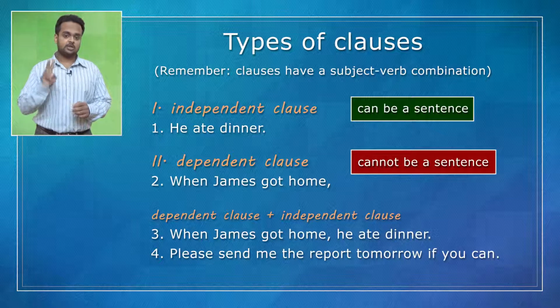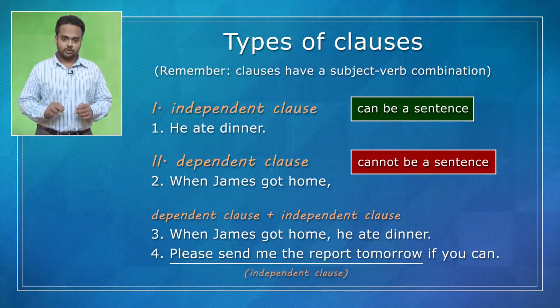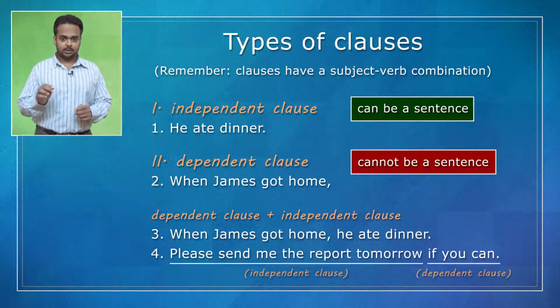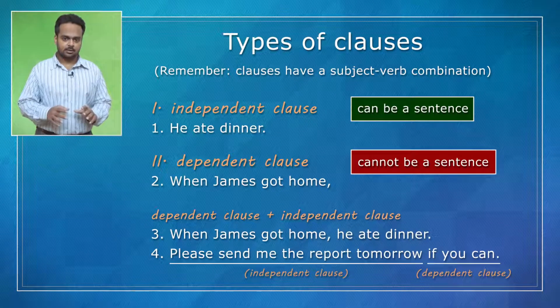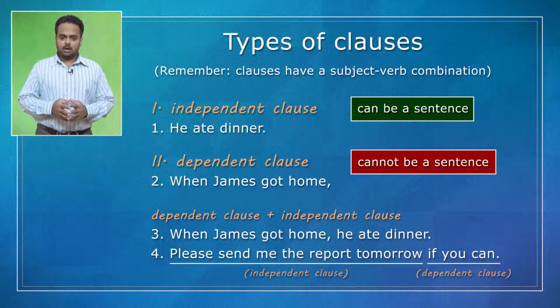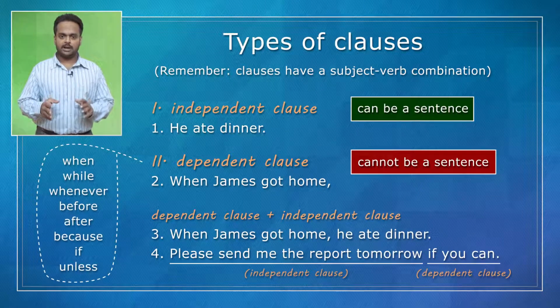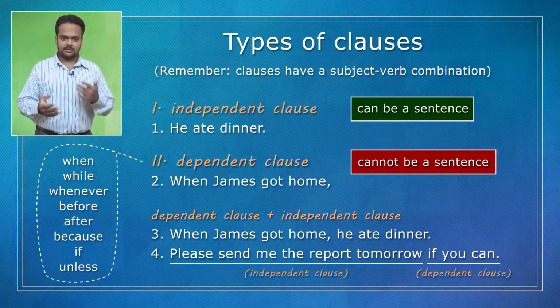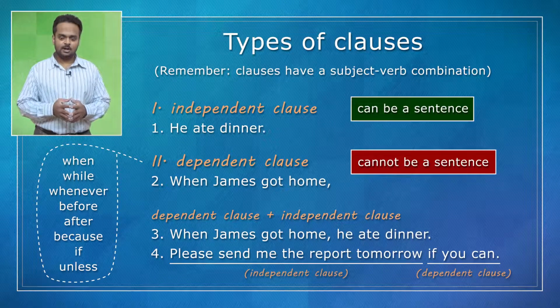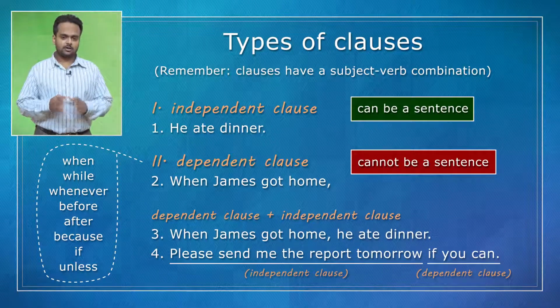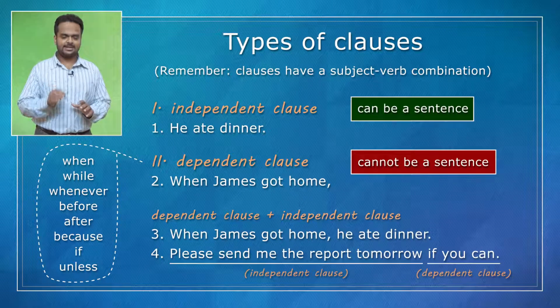This sentence has two clauses. Here, the first clause is independent. Please send me the report tomorrow. And the second clause is dependent, if you can. Usually, dependent clauses will have words like when, while, whenever, before, after, because, if, unless, and so on. Really simple, isn't it? Okay, now I'm going to give you a small test to see if you can identify phrases and clauses correctly.